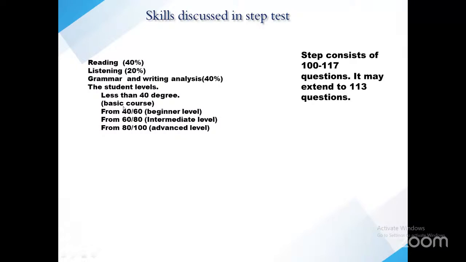If you got 40, this means only 40. This means you did not pass, of course. So you need a basic course. But if you got from 40 until 60, you are at a beginner level here. And from 60 until 80, you are at the intermediate level. And if you get here from 80 until 100, this is called advanced level.